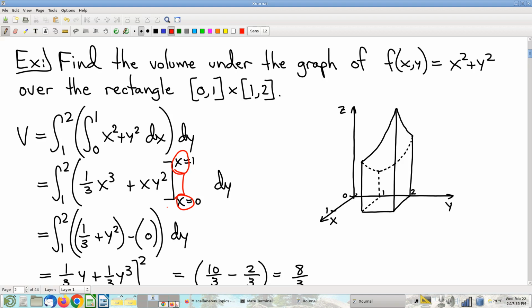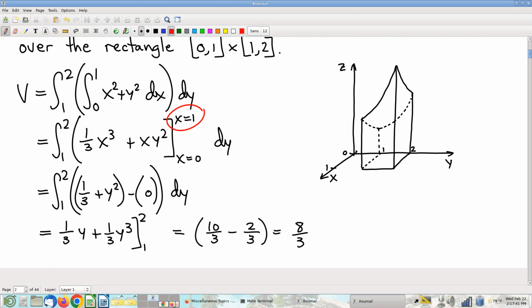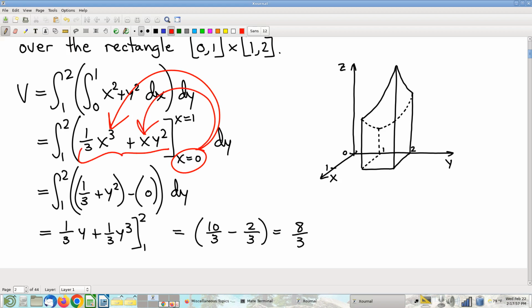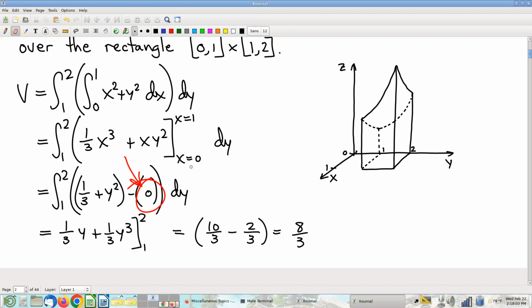Is everybody with me? Okay. So, alrighty. Well, you plug in x equals 1 into there, and this expression becomes that. And then you plug in x equals 0 into there, and this expression becomes that. And we have successfully computed our inside integral. Our inside integral is, it is this function of y.